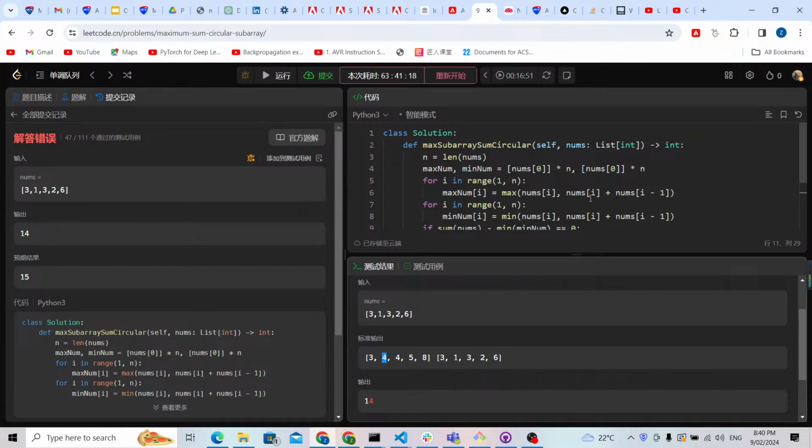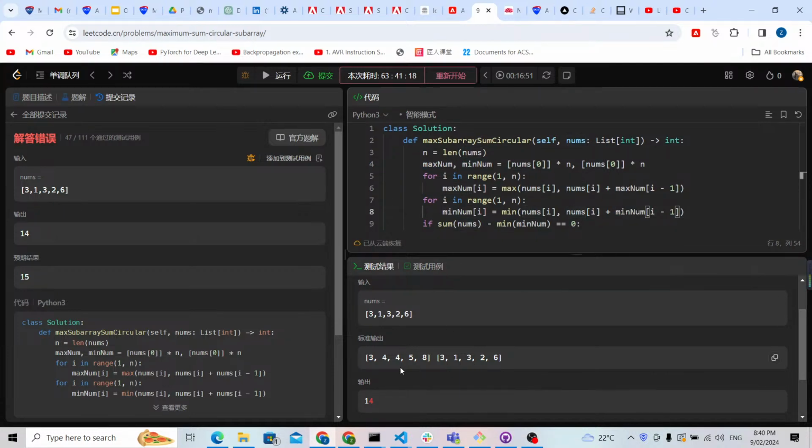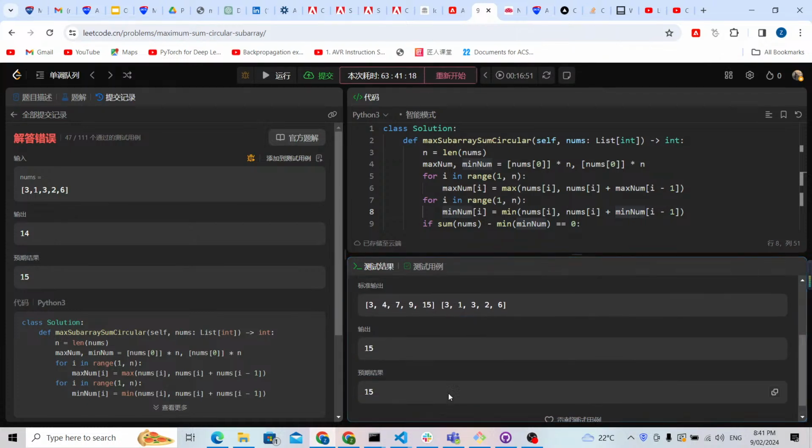So it should be nums I plus this maximum of nums. And similarly here should be plus the minimum of nums. I need to accumulate with the previous result to get the maximum sum. So this is basically the dp, the prefix sum. I cannot just use 2 elements because that is not the dp solution. I have to accumulate the previous result if it can give a bigger result. Now let me run it to check. As you can see, it works.